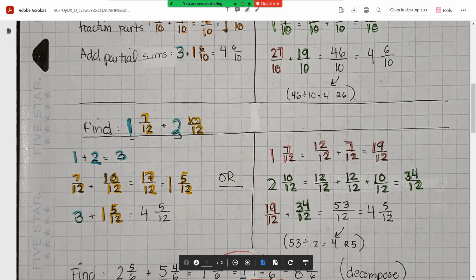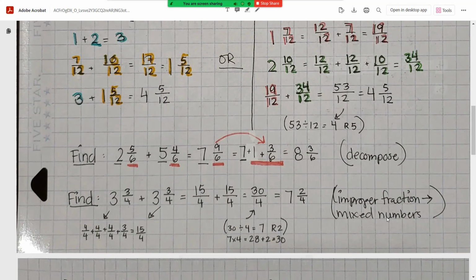Now I need to think, how do I write this as a mixed number? So how many groups of 12 go into 53? Well, 12 goes into 53 4 times. 12 times 4 is 48. Now to get from 48 to 53, that's 5 extra pieces. So it has a remainder of 5. So 4 whole plus 5/12, 5 extra pieces.